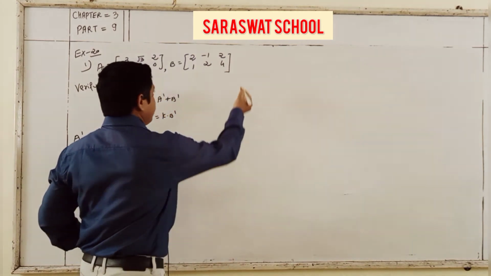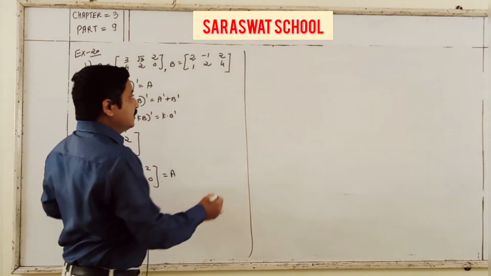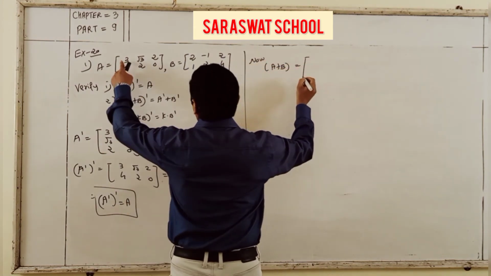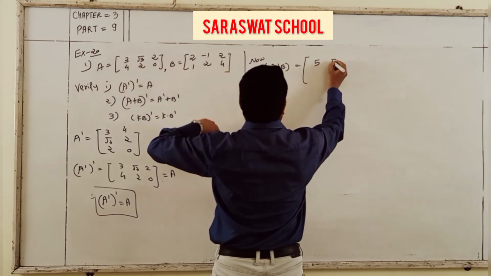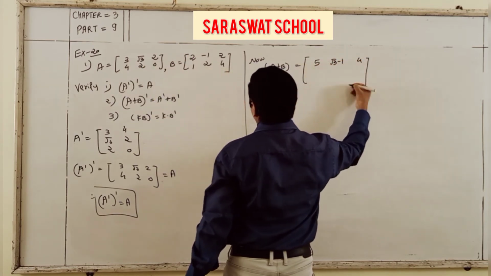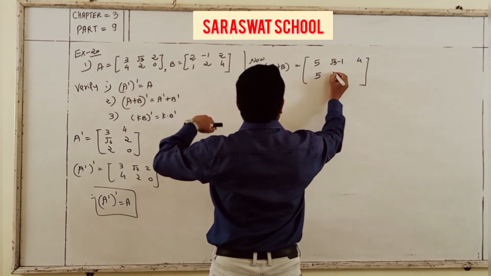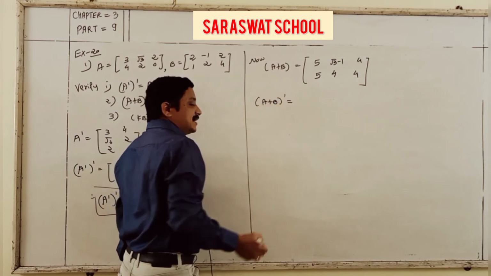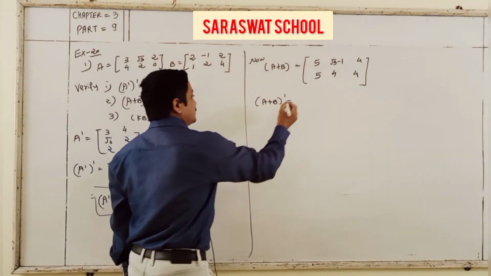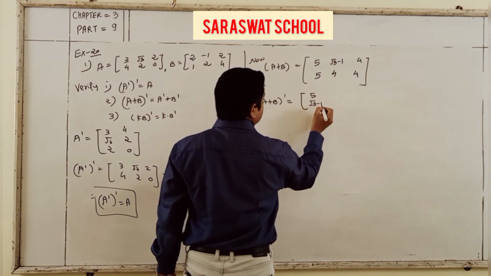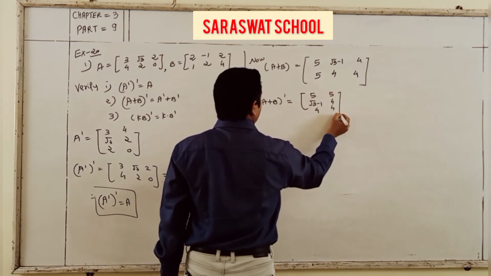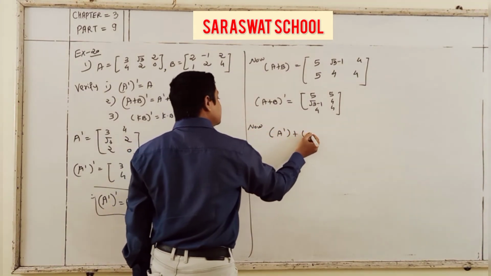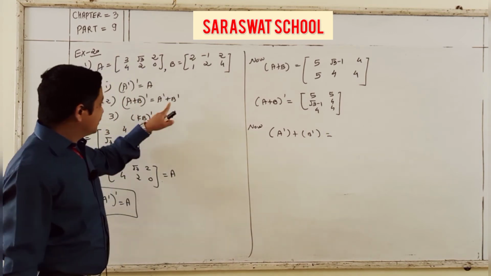Similarly in the second, but I will go to now that one. Now A plus B, you know, the both plus: 3 and 2 5, root 3 minus 1 and 2, and 2 4 4 and 1 5 2 plus 2 4 and 0 and plus 4. Take its dash, I mean transpose. So here 5 root 3 minus 1 4 5 4 4.